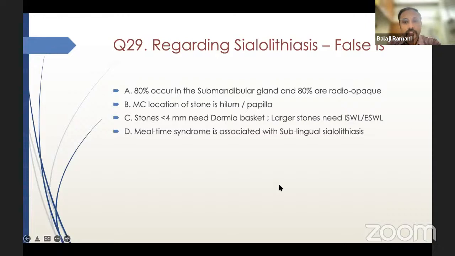Now regarding sialolithiasis, which is the false statement? 80% in the submandibular gland, of which 80% are radiopaque. Most common is in the hilum or in the papilla. Less than 4 millimeter needs a Dormia basket. Larger stones need intracorporeal or extracorporeal shockwave lithotripsy. Mealtime syndrome is associated with sublingual sialolithiasis, which is the answer here, the false statement.